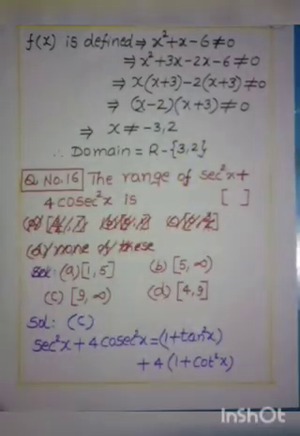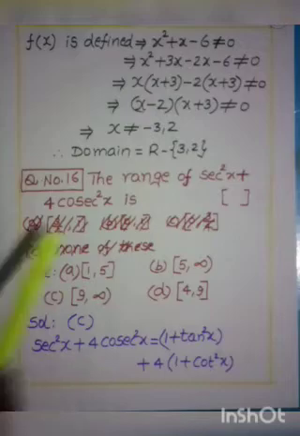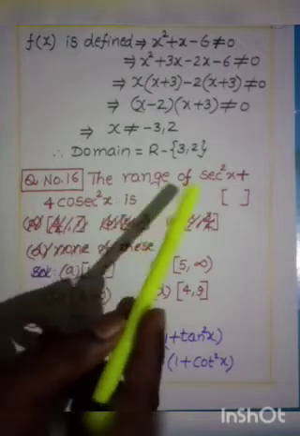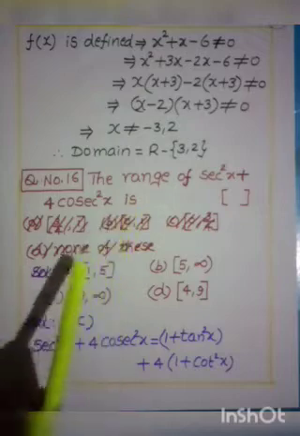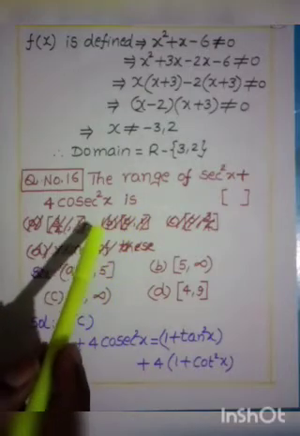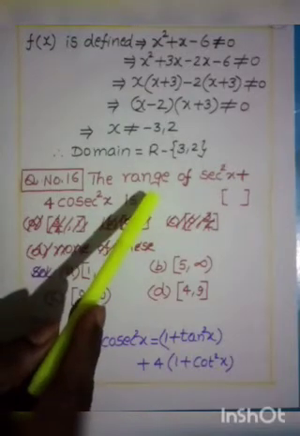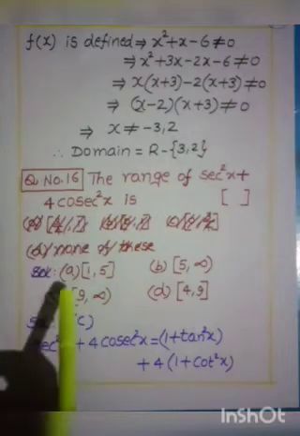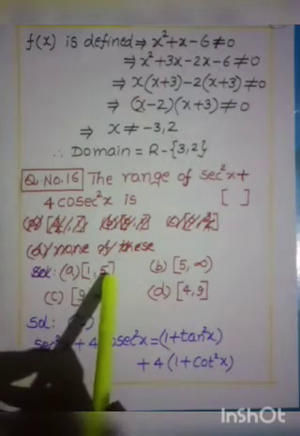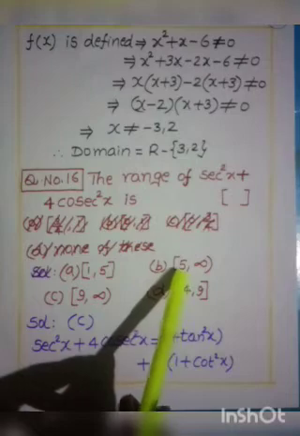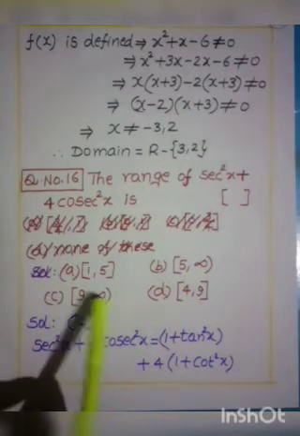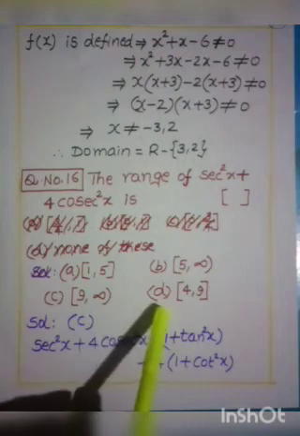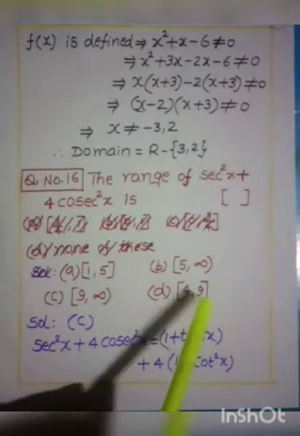Right. Now come to the question number 16. The range of secant square x plus 4 cosecant square x is, here this question is based on the finding range of a given function. Option A, close interval 1 comma 5. Option B, close interval 5 comma infinity. Option C, close interval 9 comma infinity. And option D, close interval 4 comma 9.